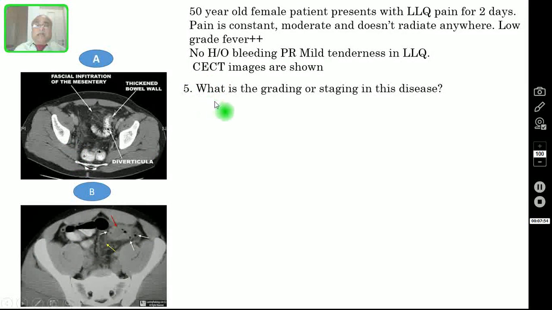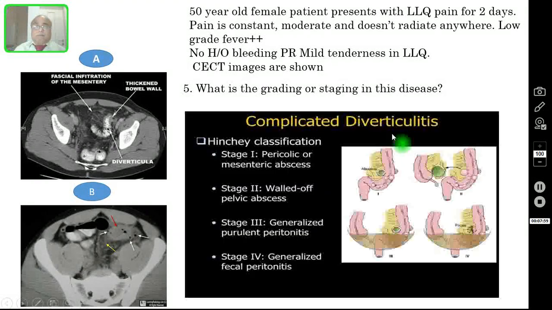So question number 5, what is the grading or staging in this disease? The correct answer is, in complicated diverticulitis, the grading or the staging or the classification is known as Hinchey's classification. In stage 1 or grade 1, the patient usually has a pericolic or mesenteric abscess. This is what you are seeing in this figure. In stage 2, walled off pelvic abscess. The abscess is there, but it is confined to only the pelvis.